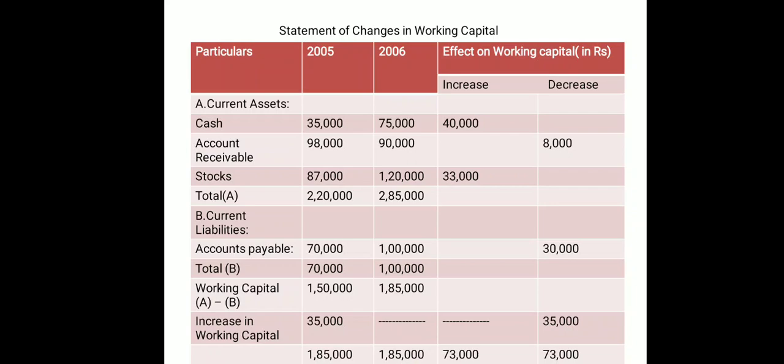It never happens that when you calculate with the year column you get an increase in working capital of 35,000, and when you calculate with the increase and decrease columns you get 5,000. No. The difference will be the same. Okay, so this is your solution, or this is the way we prepare the statement of changes in working capital. So I hope it is clear.